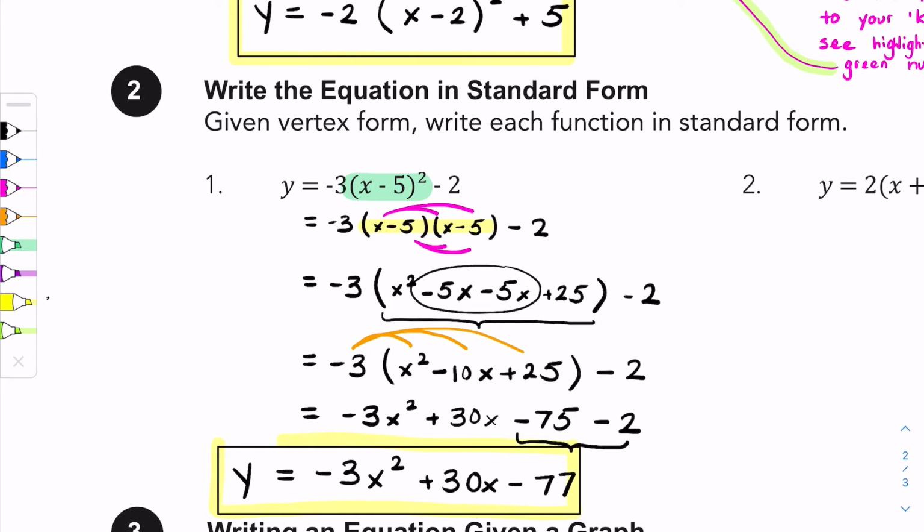And this is standard form. So for this example set, we started in standard, we started in vertex, we ended in standard form.